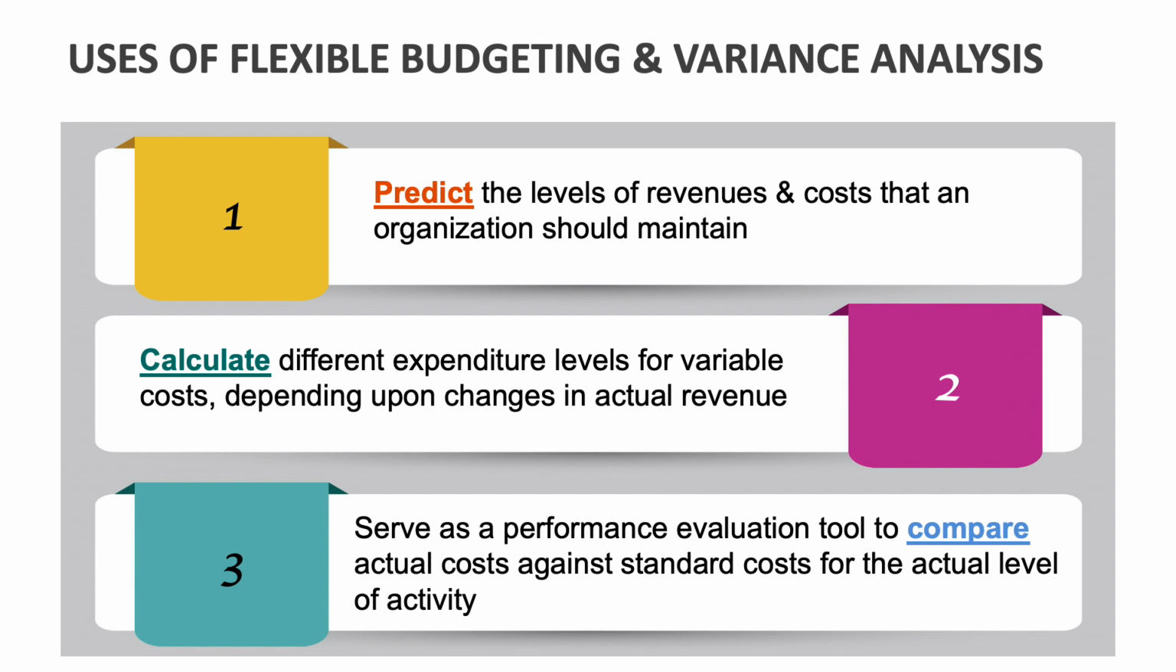The first one, they are used for prediction. So we need to predict the levels of revenues and costs that an organization should maintain. The second is to calculate different expenditure levels for variable cost depending upon changes in actual revenue. And the last one is to serve as a performance evaluation tool to compare actual cost against standard costs for the actual level of activity.